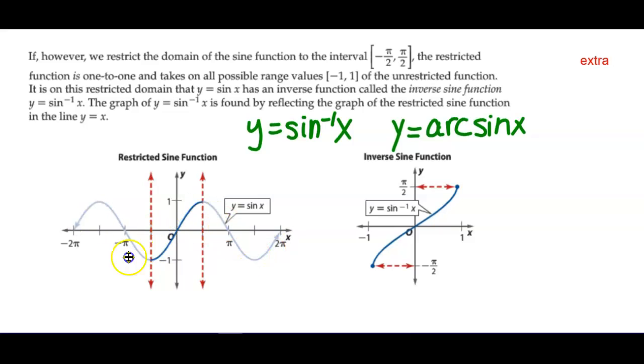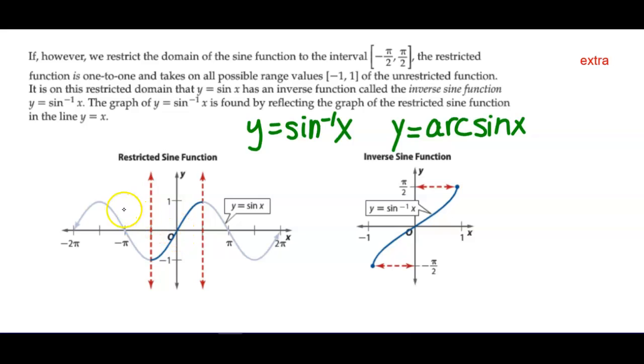The sine function goes on forever. And if you will recall, in order for a function to have an inverse that is also a function, it had to be 1-to-1, which meant it had to pass a horizontal line test. And the sine function does not pass a horizontal line test. So in order to make it have an inverse, what we have to do is restrict it.